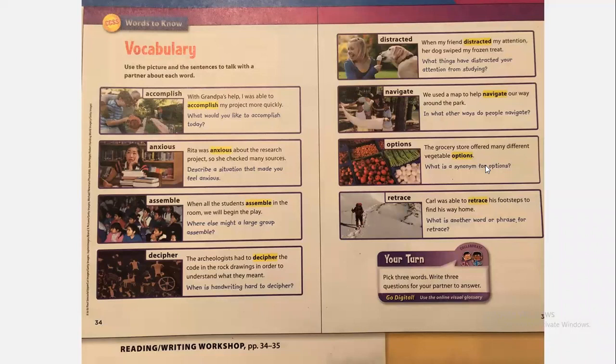Okay, Abdurrahman Sanahi, navigate. We use a map to help navigate our way around the park. What does the word navigate mean? To find our way. Excellent. Okay, navigate means to find our way. So when you navigate, you find your way over or through an area. Okay, thank you. Yassine Hisham.